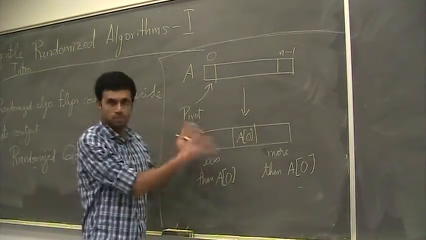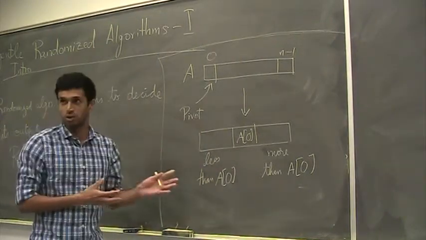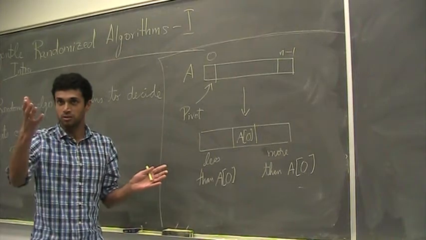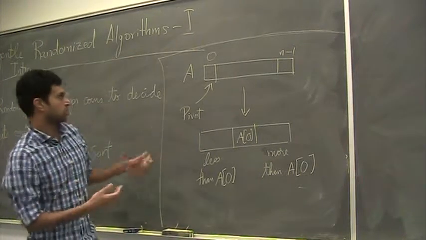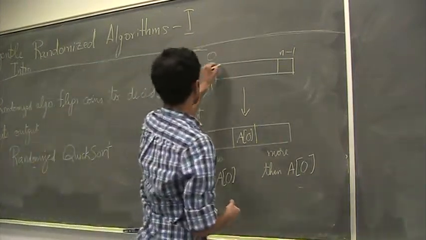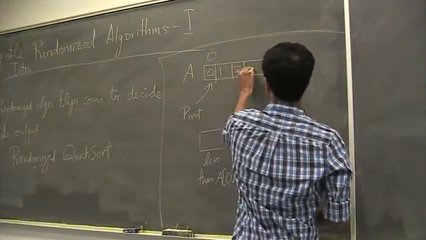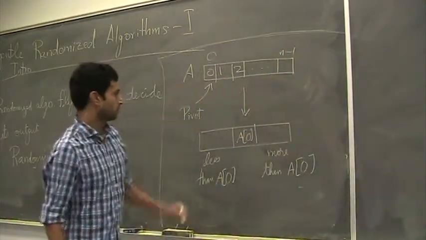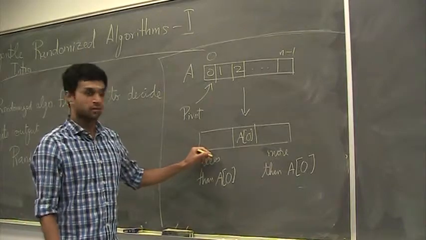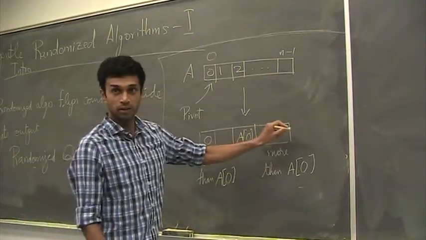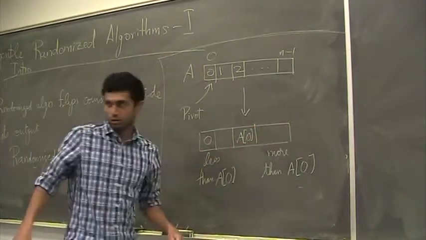So do you remember what the bad case for quicksort is? Sorted. Yeah? Sorted. So if the array was actually sorted, then the pivoting doesn't do anything. And you end up with essentially the same thing. And then basically your running time becomes quadratic.